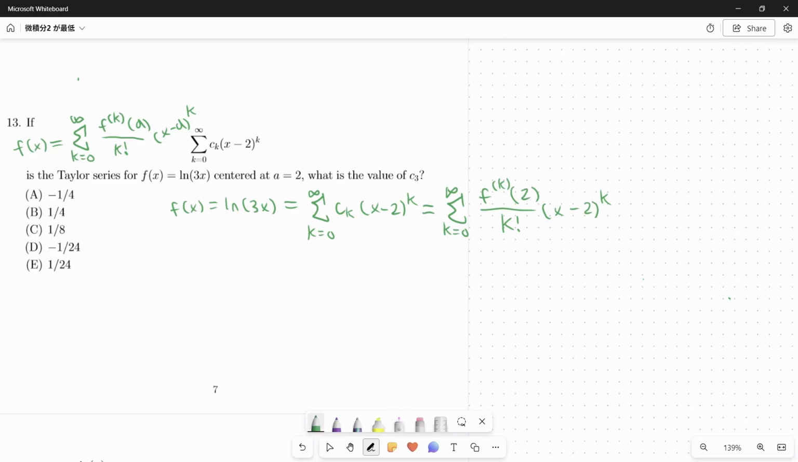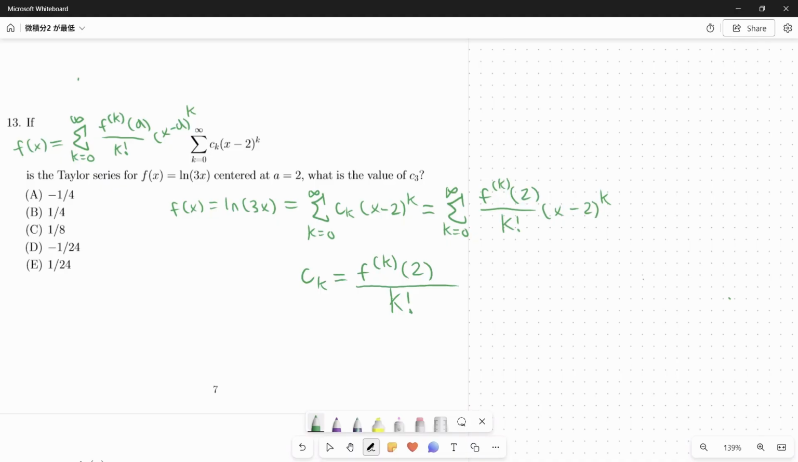You can probably more clearly see that after simplifying things a little bit, we can say that c sub k is going to be equal to the kth derivative of f evaluated at 2 over k factorial. The other thing is, for this question, it's only asking us for what c sub 3 is, so we don't have to worry about the rest of the Taylor series formula. At this point, we can just forget about all this other stuff and just focus on this.